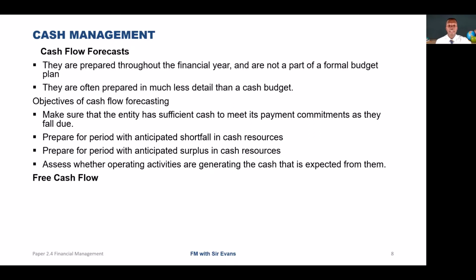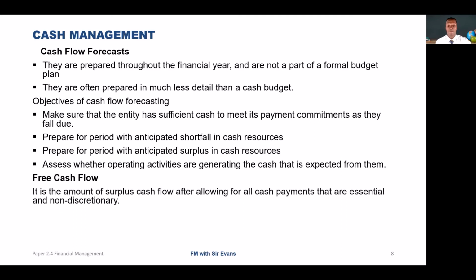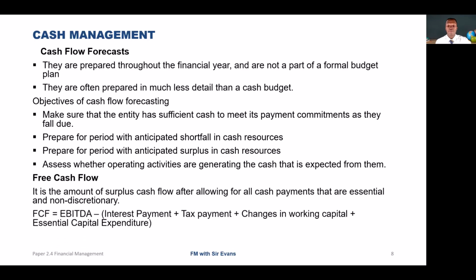Okay, so what are free cash flows? It's the amount of surplus cash flow after allowing for all cash payments that are essential and non-discretionary. So the free cash flow is equal to EBITDA minus, in brackets, interest payment, tax payment, changes in working capital, and essential capital expenditure.